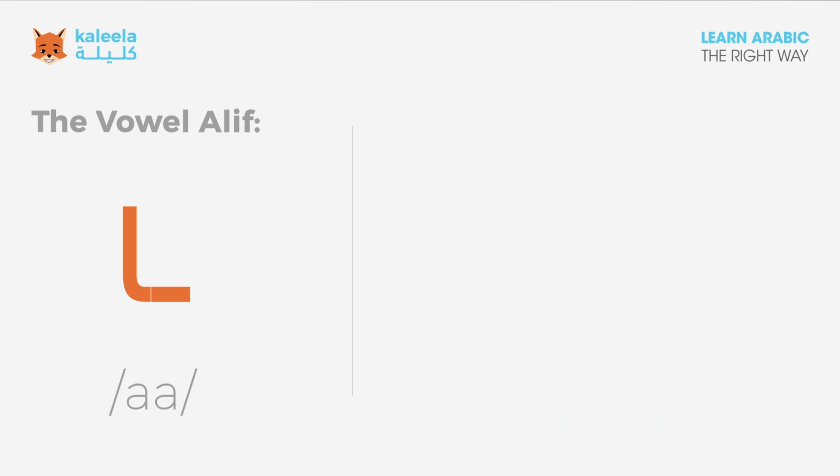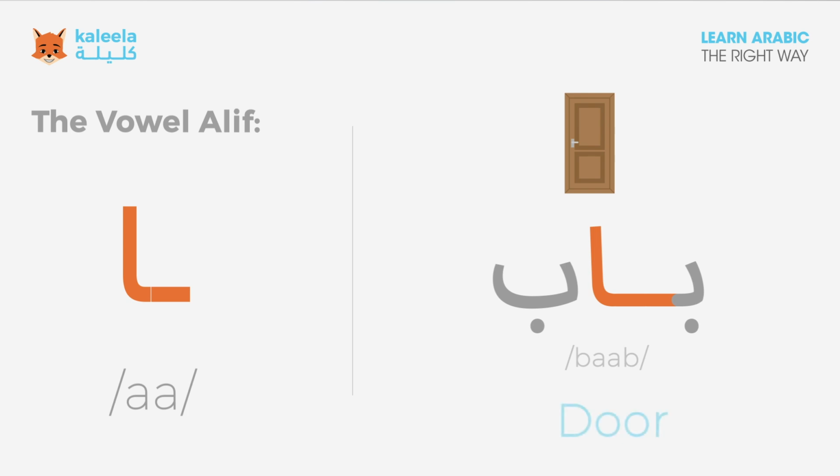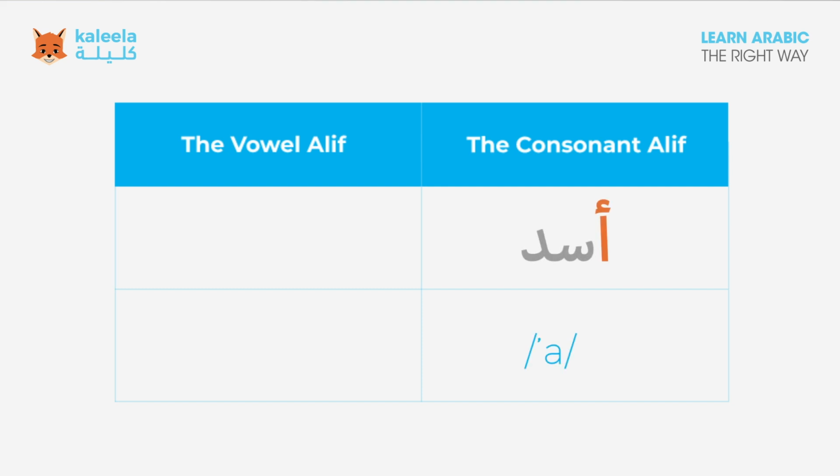Let's take a look at an example. Bab, which means door. Here, the Alif looks like the English letter L connected to the other letters from the right. Asad, Bab. Can you hear the difference?